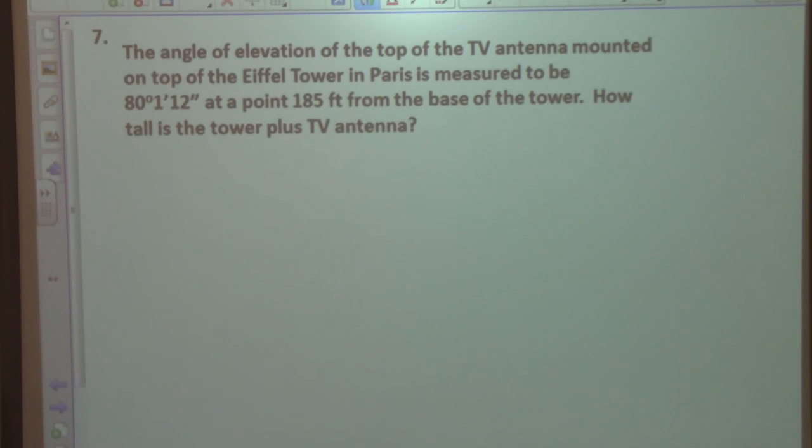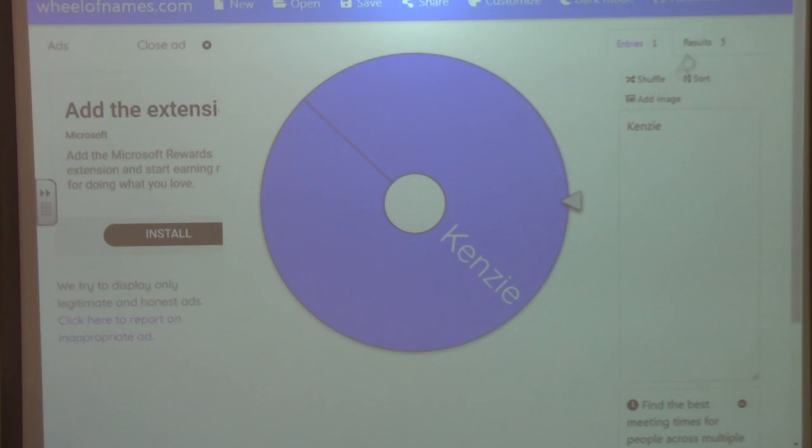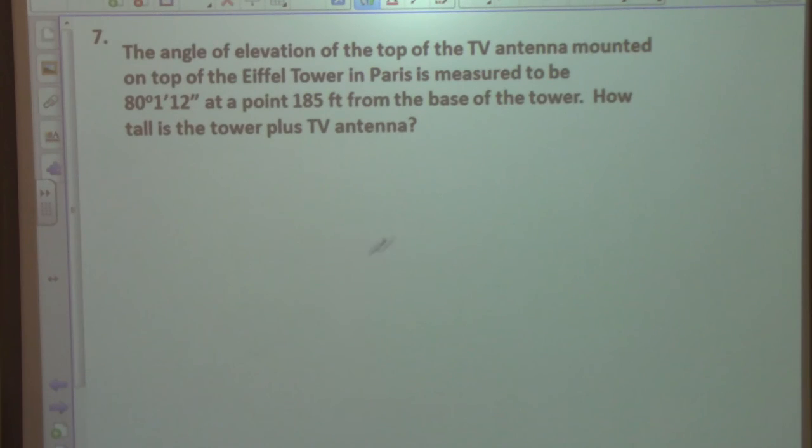Okay, so we know who this is going to, Kinsey, you have this one, right? You got it. Yeah, I don't know how to do the 80 degrees, the 1 and the 12. I have no idea how to do that part. Okay, but is it the same numbers? Yeah. Okay, then never mind, I can figure it out. You get 12 divided by 6. Well, I get it now. Just 0.2. I get it.